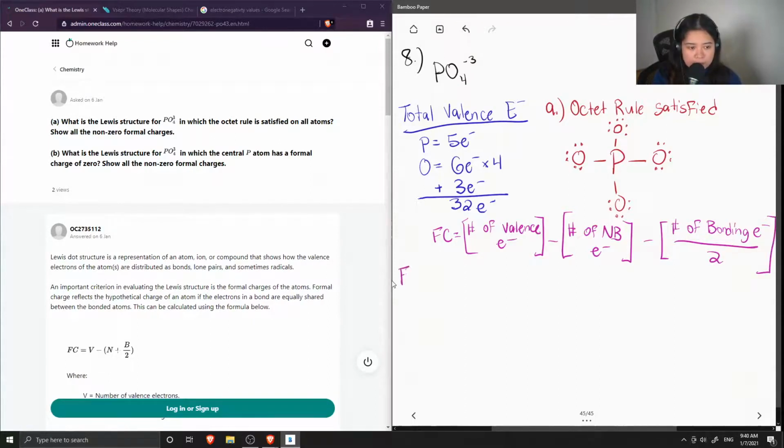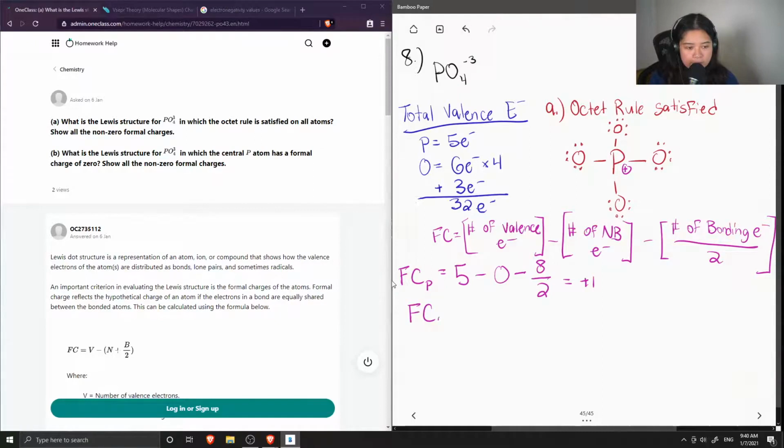Okay, so let's calculate the formal charge of phosphorus. Phosphorus has 5 valence electrons. There are no lone pairs, so no non-bonding electrons. And there are 4 bonds, so there are 8 bonding electrons in total. So 5 minus 4 is plus 1. So we'll put a positive charge on the phosphorus.